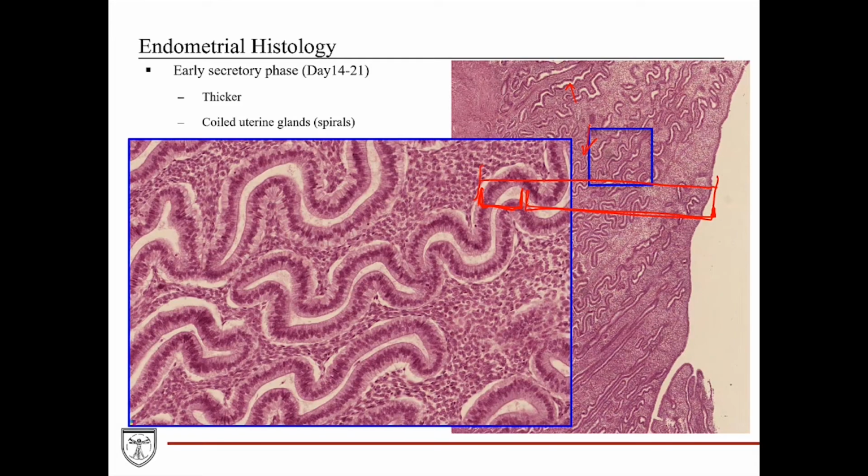At higher magnification, these coiled or spiral glands show that they're lined by simple columnar epithelial cells that are secretory, and in fact, we may be able to see some subnuclear clearing or pale staining regions due to these secretory cells accumulating glycogen within their cytoplasm. So that's the unique early secretory phase histology of the endometrial glands.